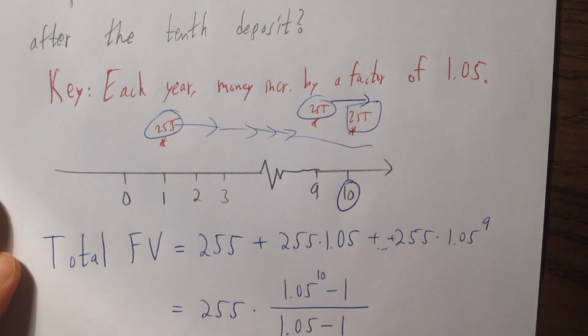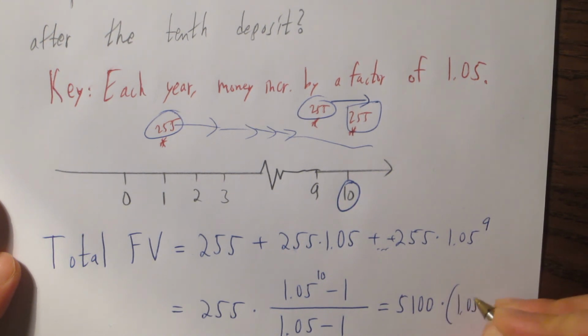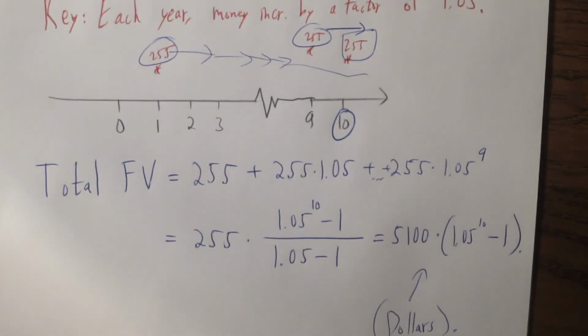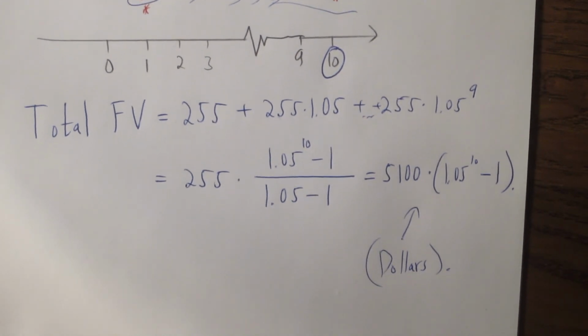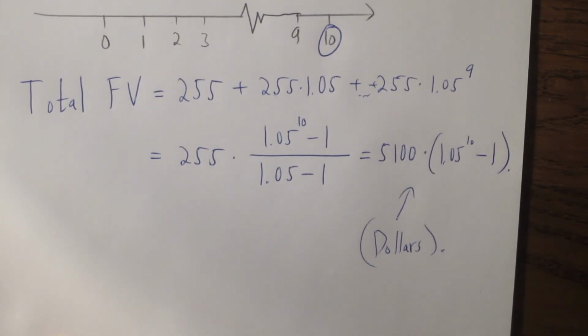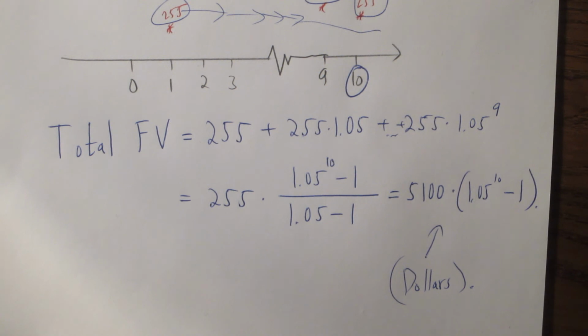Also, here in the denominator you have 0.05, so dividing by 0.05 is the same thing as multiplying by 20, so the answer is going to be 5,100 times all of 1.05 to the power of 10 minus 1. And that is in dollars, of course, the number of dollars Maria has in her bank account after her 10th deposit at the end of the 10th year.